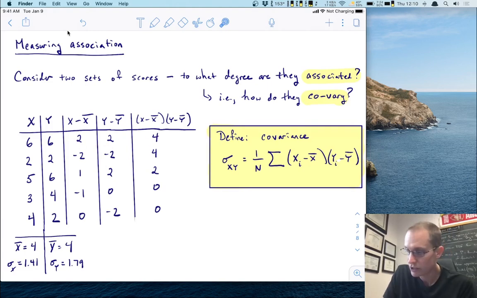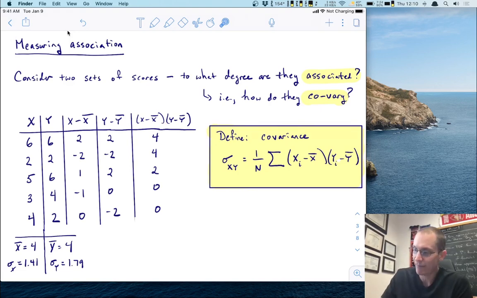Negative 2 times negative 2, which is 4. 1 times 2, which is 2. And then each of these will end up with a product of 0 because there's a 0 in the two terms of the product. Okay. So we're almost there. The covariance is you take these products and you add them up and divide by the number of products you have.